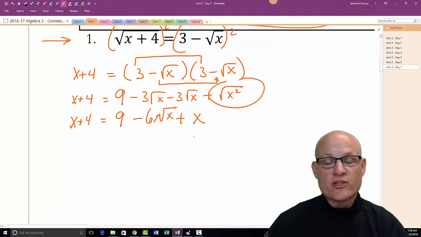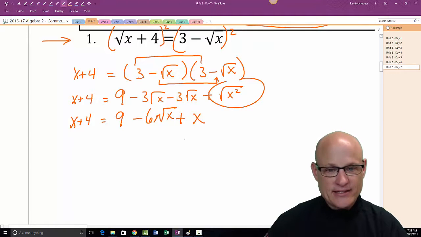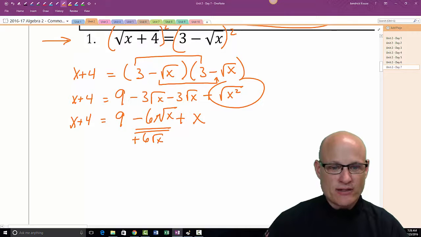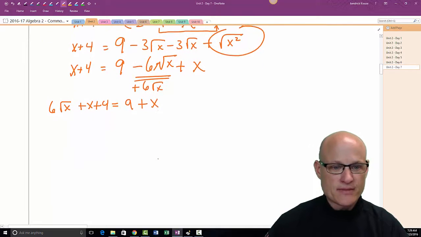Okay. So then the steps say isolate the radical again. Now here's the thing. I don't like having things negative. They bother me. I don't know why. It just bothers me to have negative. So I'm going to bring this thing over by adding 6 square roots of x. So I'm going to get 6 square roots of x plus 4 equals 9 plus x.